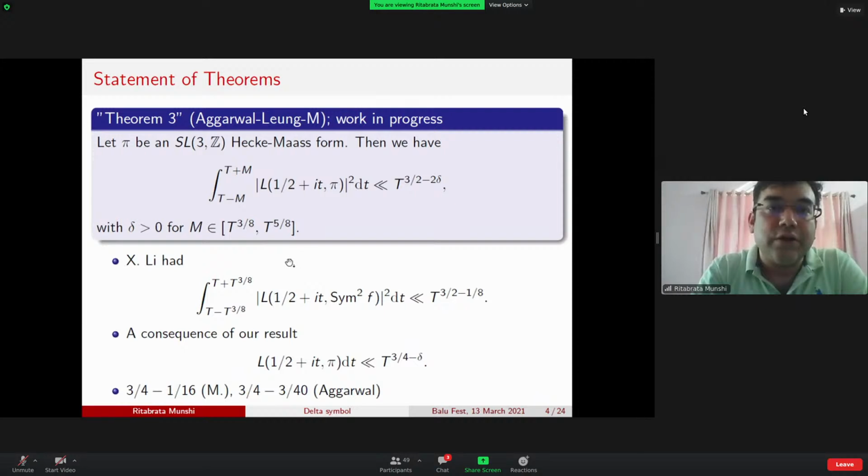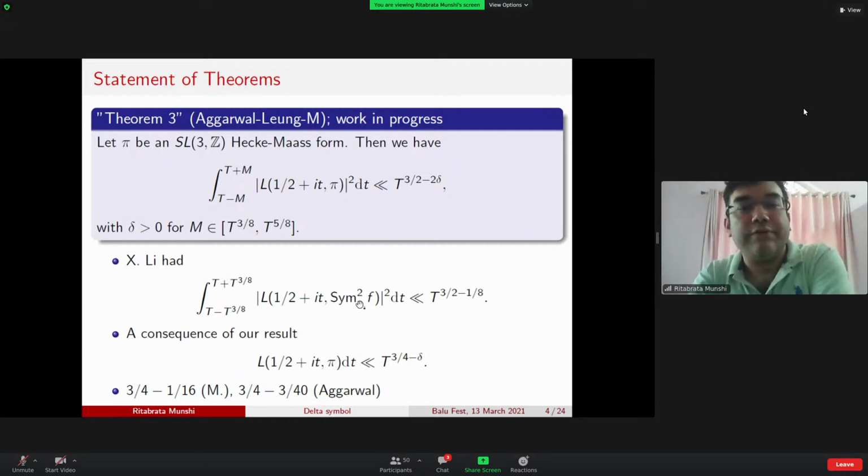So let me recall that Xiaoqing in her famous work had this integral. It was a consequence of the spectral bound that she had in her paper, the moment for the symmetric square L-function. So you're looking for any SL3(Z) form. She looked at the symmetric square of an SL2(Z) form, ranging from t minus t to the power 3/8 to t plus t to the power 3/8, and she bounded it by t to the power 3/2 minus 1/8. So for her, the delta was 1/16. And using such a bound, one can derive a bound for the L-function in the t aspect, like Xiaoqing had for the symmetric square L-function in the t aspect. She had 3/4 minus 1/16. So 3/4 is the trivial bound, and so she had a saving of 1/16 over that.